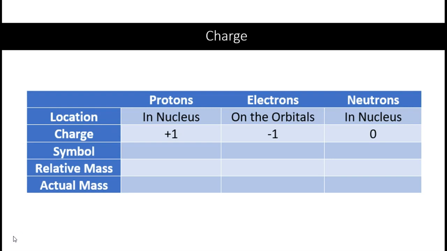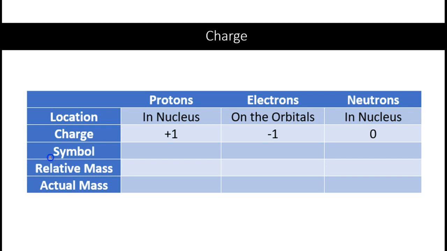In your table, you should now have the charges of each one of the subatomic particles. So protons have a +1 charge, electrons have a -1 charge, and neutrons have no charge, so a charge of 0. At this point, we now know the location and the charge of each of these subatomic particles.